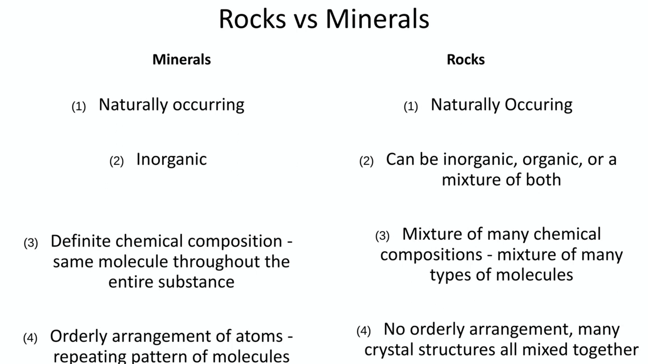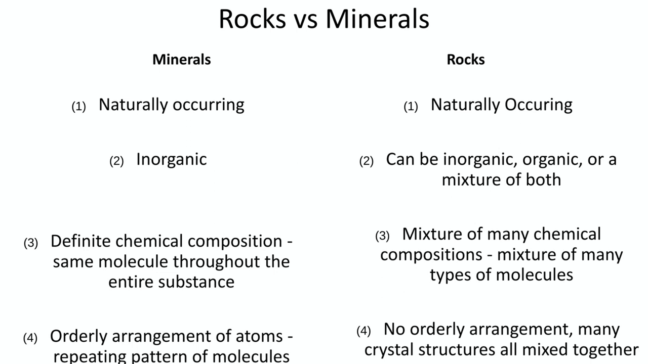And then finally, minerals have to have an orderly arrangement of atoms. They have a repeating pattern of molecules, and we've also been throwing the word crystal around for that. So each mineral has a preferred crystal structure that it will always make. Rocks, because they are mixtures of many different types of minerals, and each mineral has a crystal structure that it prefers, are going to have many crystal structures all kind of hanging out next to each other. So in one rock, you can have several crystal structures all kind of being neighbors with each other.